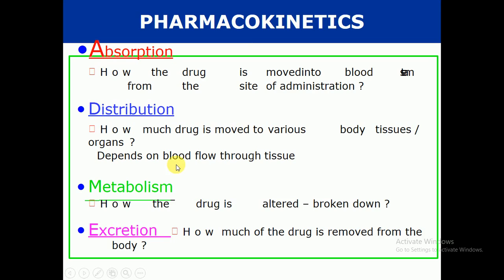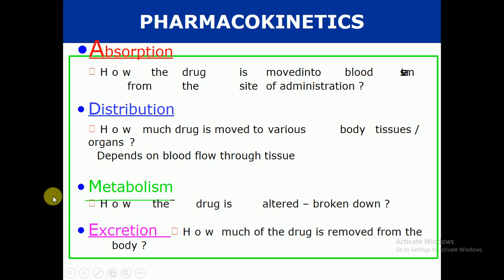The third one is metabolism. Now what is metabolism? As we have discussed in biochemistry, metabolism is how the drug is altered and broken down. We know that whenever there are large particles, they are broken down and converted into smaller particles. So in metabolism, the drug must be metabolized in the liver before it reaches the systemic circulation. It means that during metabolism, anabolism and catabolism reactions will take place. The drug will degrade, alter, and be broken down.